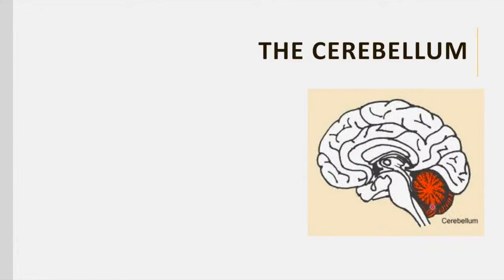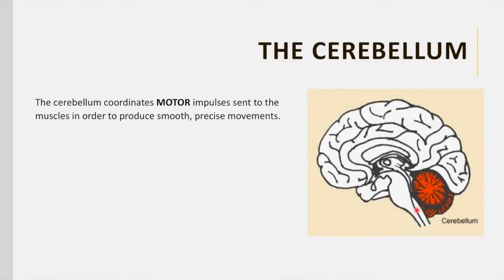So we can see the cerebellum marked here in red, sat underneath the occipital lobes, with the brain stem to its left here. And the word cerebellum actually means little brain in Latin, and that's a pretty good summary of what the cerebellum does. It's an extremely important part of the brain's mechanism.